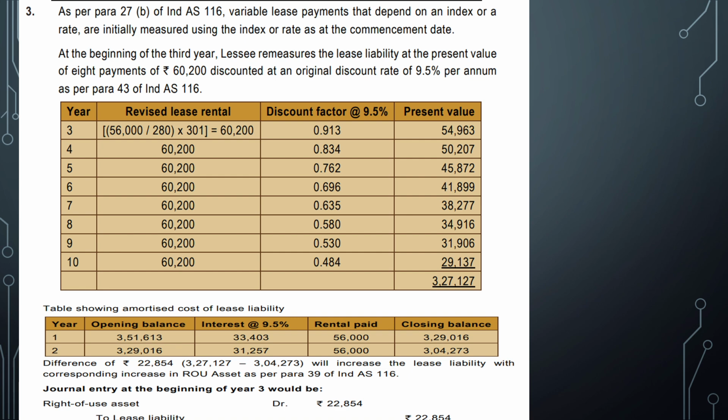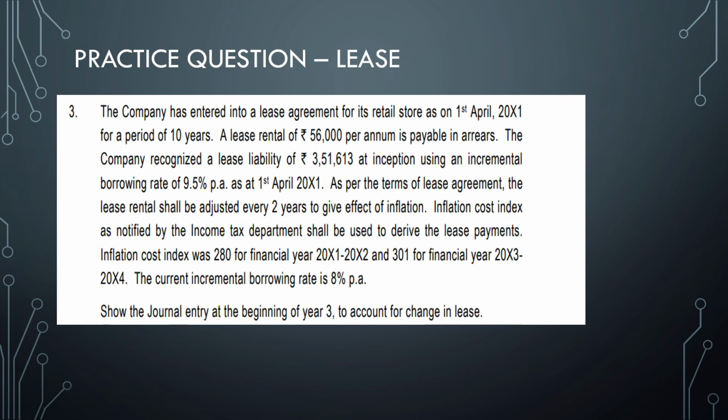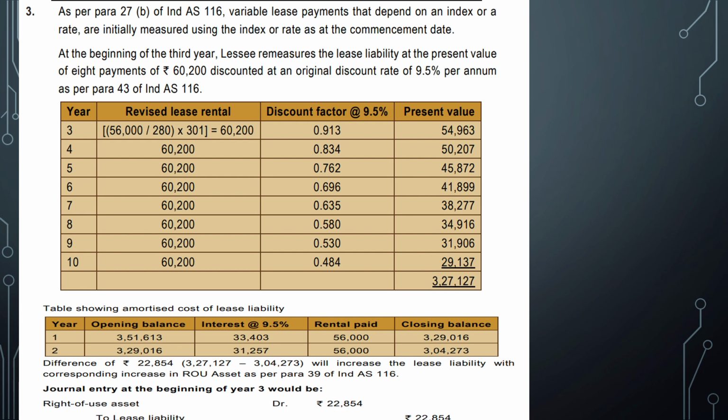So on that, if you apply the interest rate, it will come to 33,403 and the rental paid is 56,000 per annum. So the closing balance will be 3,29,016 and that will be the opening balance for year 2. So now in year 3 the revision takes place.